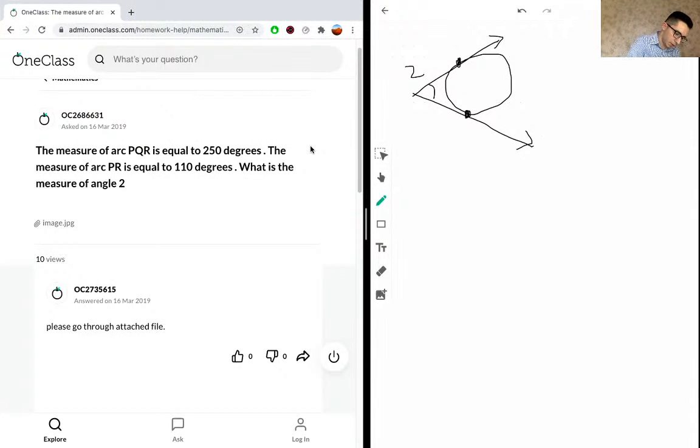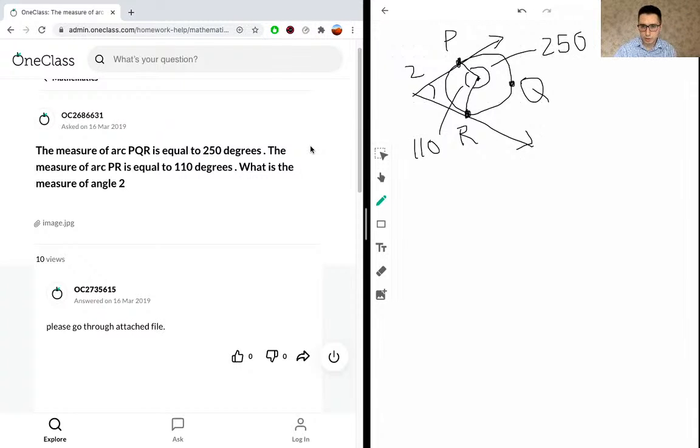So this is point P. We have Q over here, and then we have R. So it's giving us the angles between PQR. So we had a dot here. This is the center of the circle, the midpoint. And then over here, we have this angle is 250. And the other angle, PR, so this side, is 110.